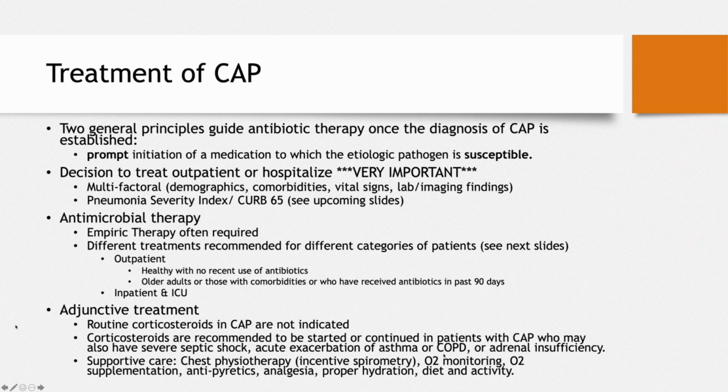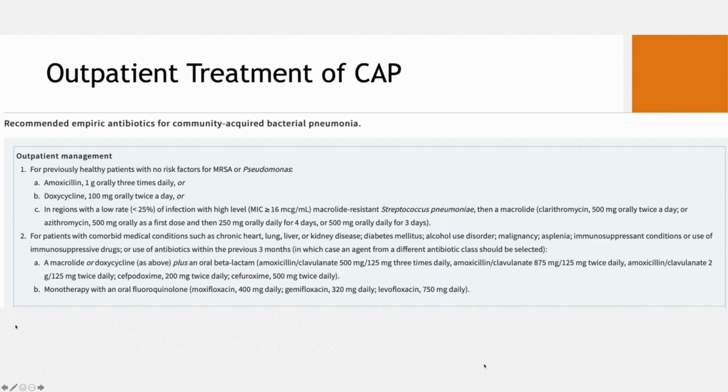We also monitor their oxygen, give them oxygen supplementation. A lot of these patients have fever and pain, so we treat that. And a lot of them require fluids. They're not eating and drinking properly. They're losing excess fluids through the hyperventilation. And then, of course, keeping track of their diet and activity.